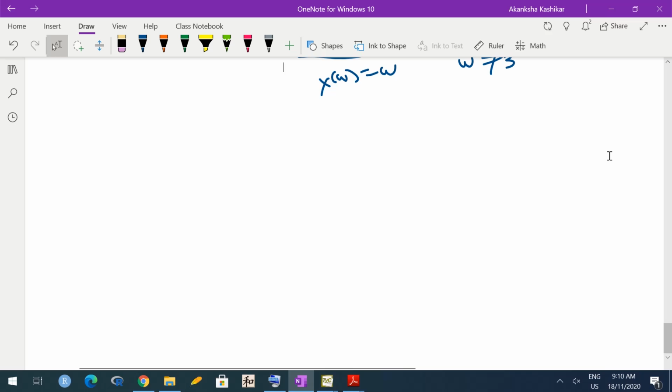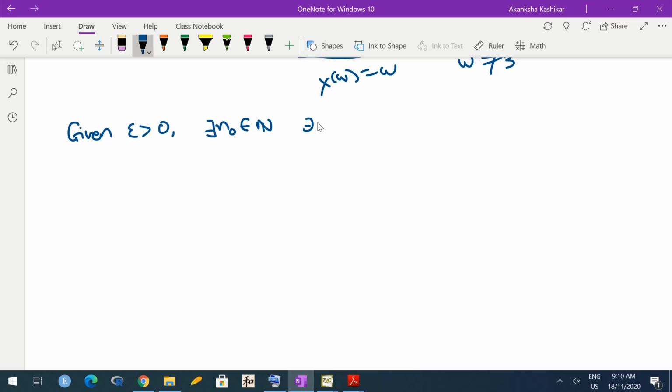Convergence of a real sequence tells me, let me write down that definition. Given epsilon greater than 0, there exists n naught in N such that mod of xn minus x is less than epsilon for every n greater than or equal to n naught. This is the definition of convergence of a real sequence xn. If you are getting confused with the notation, you can make it an minus a, so that they are real numbers.